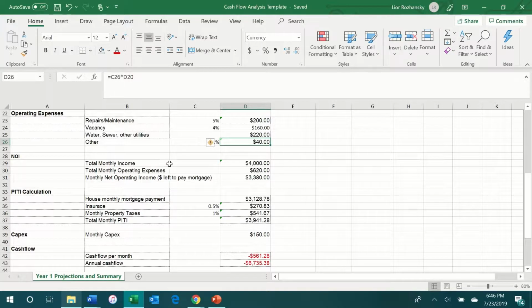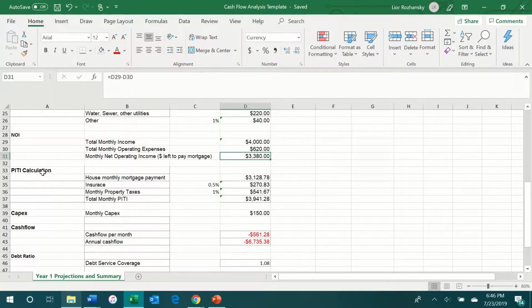So let's look at our summary so far. Our total gross income is about $4,000. Our total operating expenses on an average basis are about $620, which leaves us with close to $3,400 per month. Now let's look at our monthly mortgage, insurance, and taxes. Here's our monthly mortgage payment. These are rough numbers: I use about 0.5% of purchase price for insurance, 1% for taxes. Altogether, it's going to be about $3,900.